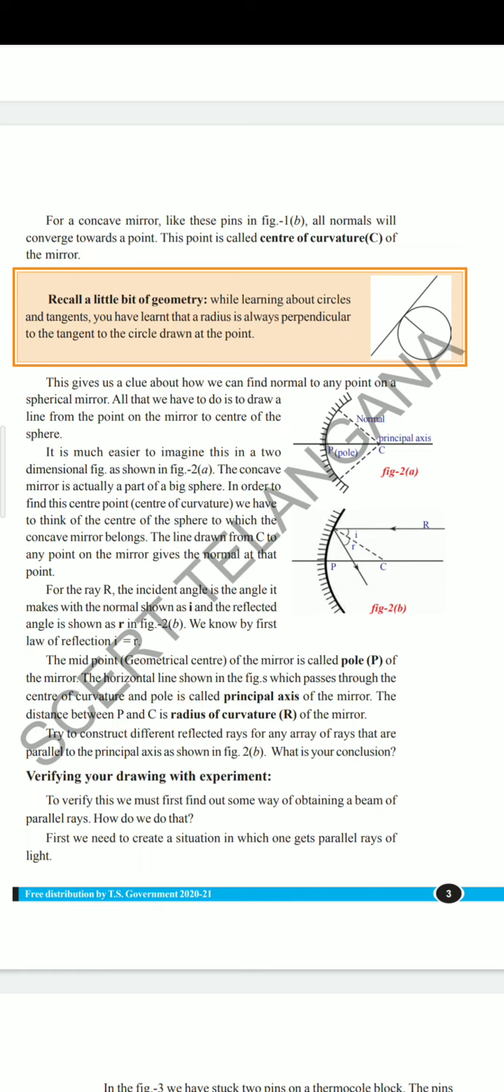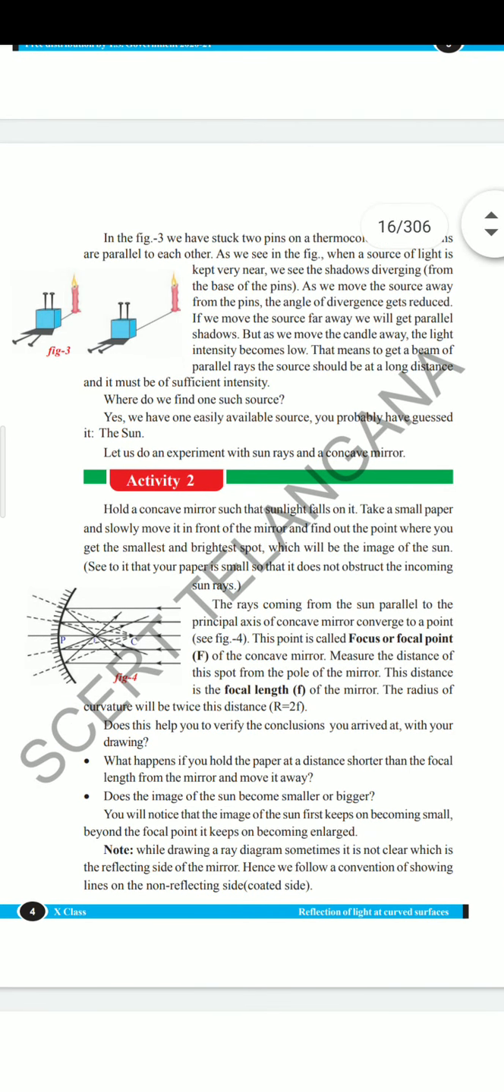To verify this, we must first find out some way of obtaining a beam of parallel rays. How do we do that? First, we need to create a situation in which one gets parallel rays of light. In figure 3, we have stuck two pins on a thermocol block. The pins are parallel to each other.